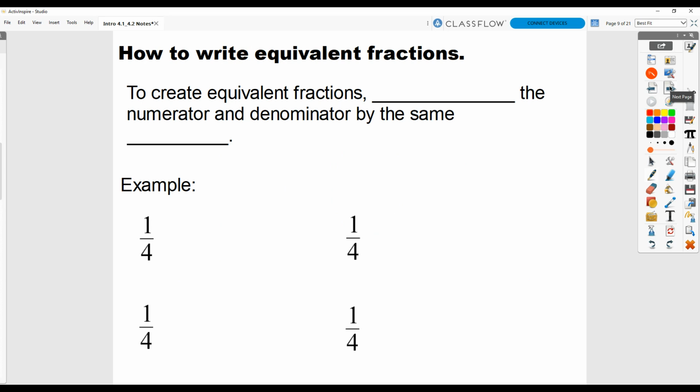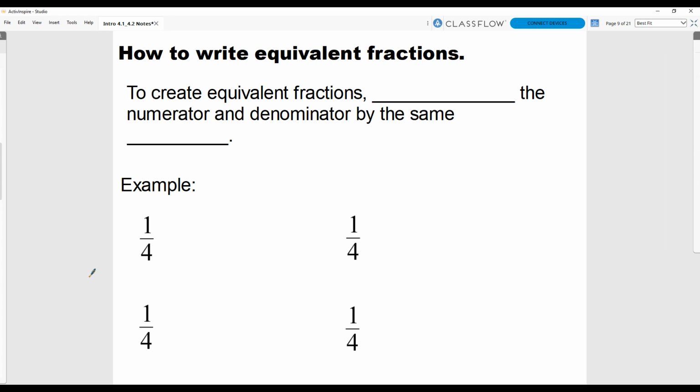Okay, so if we're going to create an equivalent fraction, let's say we've got 1/4 here, and we want to make some fractions that are the same as 1/4. To create equivalent fractions, all we're going to do is multiply the numerator and denominator by the same number. As long as we do that, we're going to end up with an equivalent fraction. Let's take a look at how that would work.